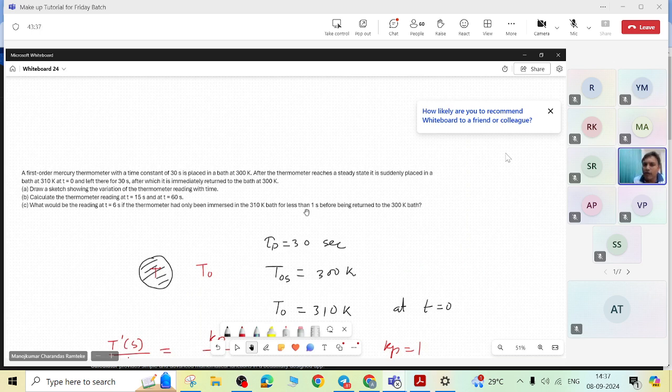And the time we have mentioned here is what? For less than 1 second. We are not specifying exactly that it is for 1 second. I am saying that it is less than 1 second. If I had specified that it was in the bath for only 1 second, in that case it would have become a pulse input, isn't it? But since we are not specifying exactly the time for which the thermometer is placed in the bath, this is the example of impulse input. Is it clear to everyone?